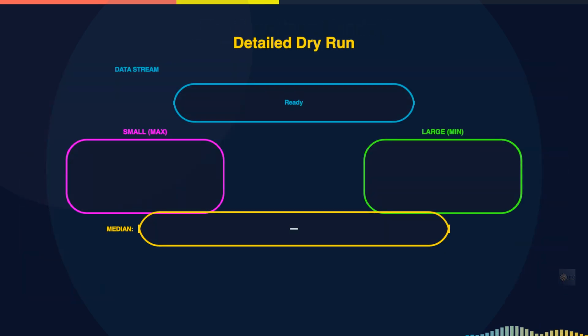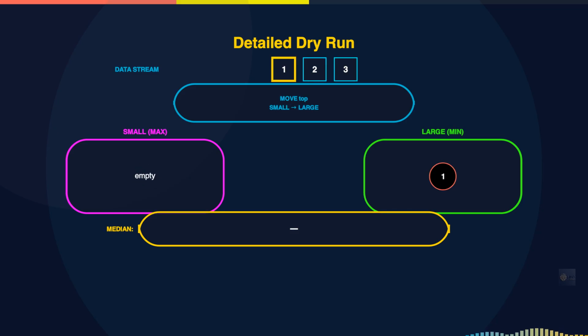Look at the screen. We start with two empty heaps. Our data stream is 1, 2, and 3. First, we add 1. We push it to the Max-Heap, then move it to the Min-Heap. Since the Min-Heap is now larger, we move 1 back to the Max-Heap. Our median is simply the top of the Max-Heap, which is 1.